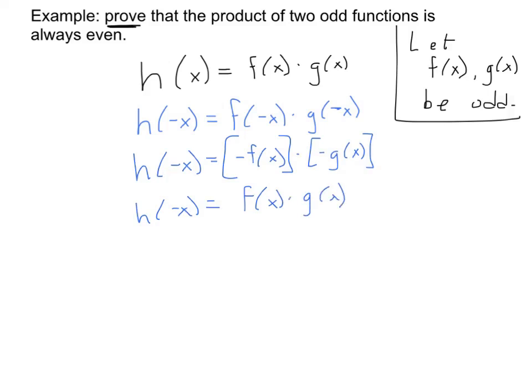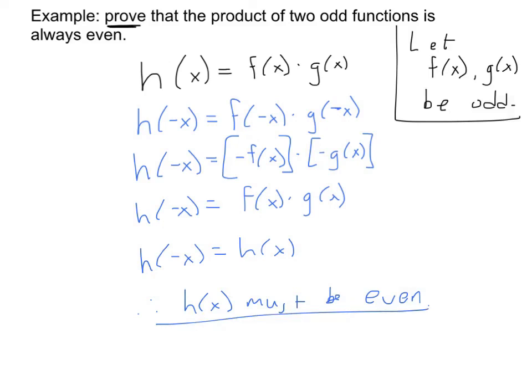Surprise, surprise, that thing is exactly the same as what we started with. That means h of negative x will be h of x. And so therefore, what have we proven? Therefore, h of x must be even.